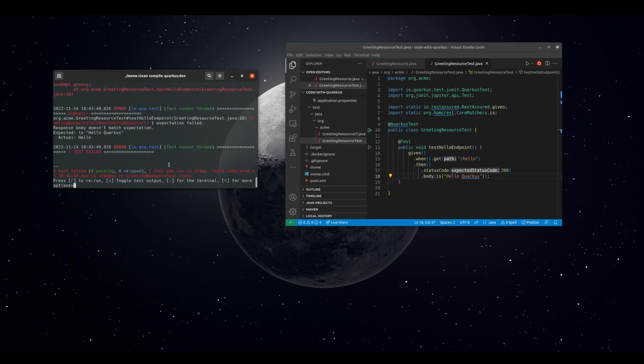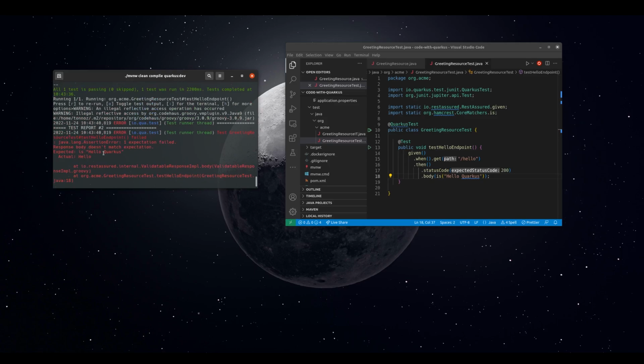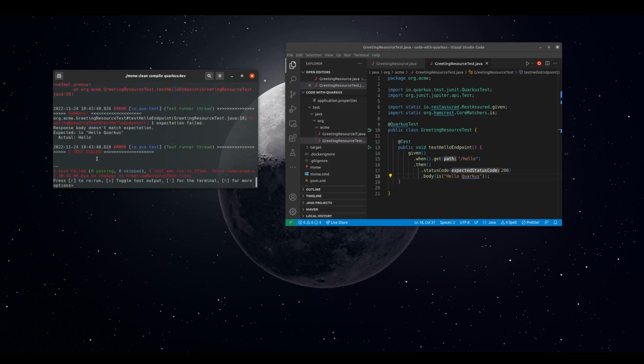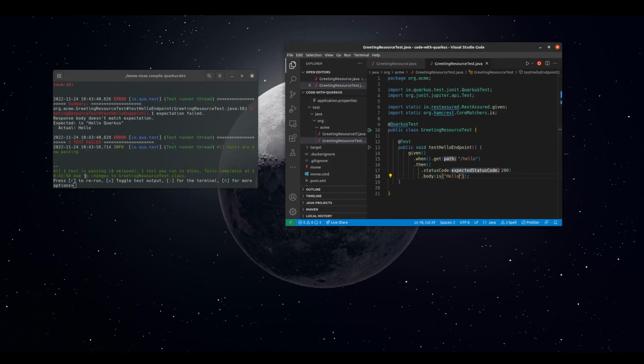If we try to run the test with R, we notice that one of the tests is failing because hello Quarkus doesn't match hello anymore. Therefore, if we change the expectation of our test to just having hello, then we have our test right away saying that it's passing again, and it took only 431 milliseconds, which is quite impressive.